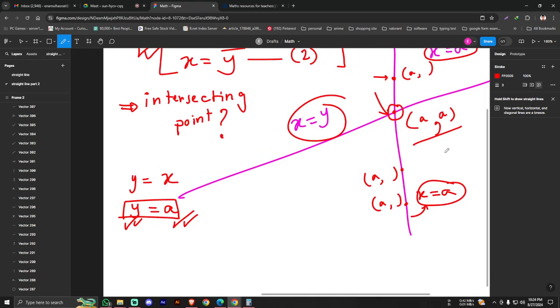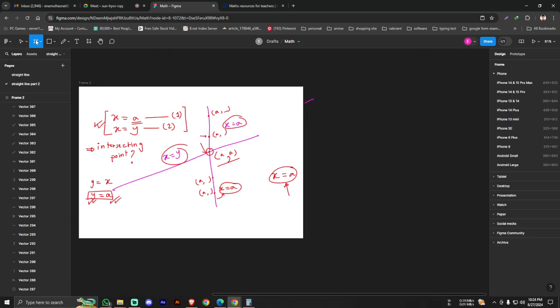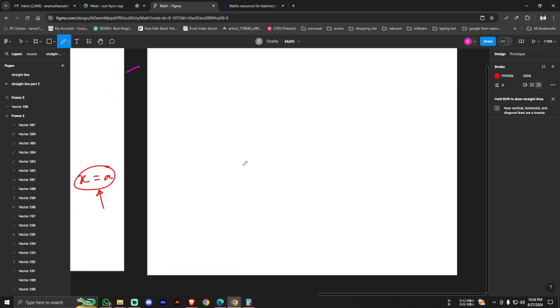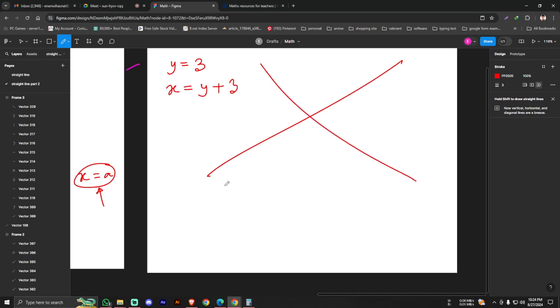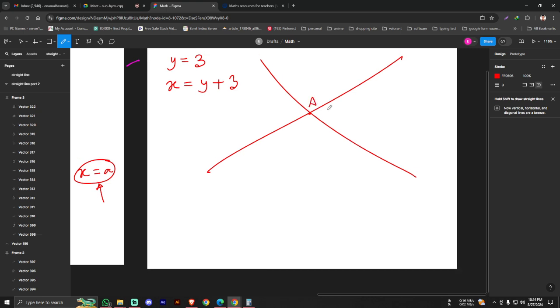Okay, let's do some examples. I'll give you some examples for you to study. Suppose I'm now giving you something like this: y equal to 3, and x is equal to y plus 3, and I say these two lines intersect. So I now tell you to find the intersecting point, which I represent as a. So find the a coordinates.